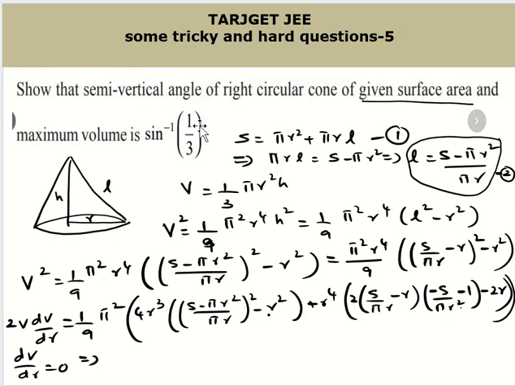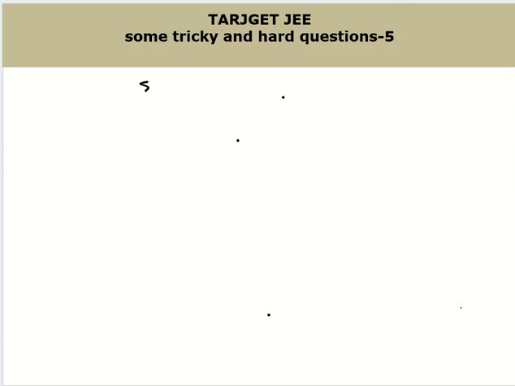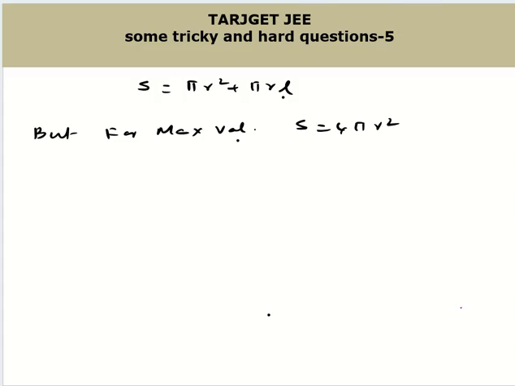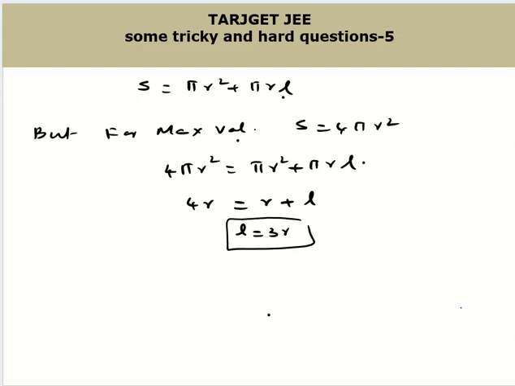So now we are going to go to expression number 1. S is equal to pi r square plus pi r l. But for maximum volume, we have justified s is going to be 4 pi r square. So we will get 4 pi r square is equal to pi r square plus pi r l. We can remove a pi r everywhere. I'll get 4r is equal to r plus l. I'll get l is equal to 3r. Slant height is equal to 3r.